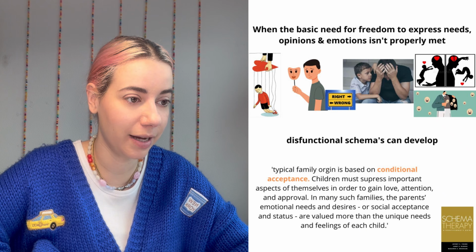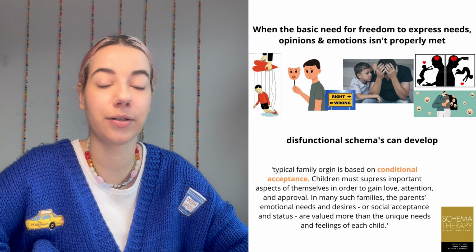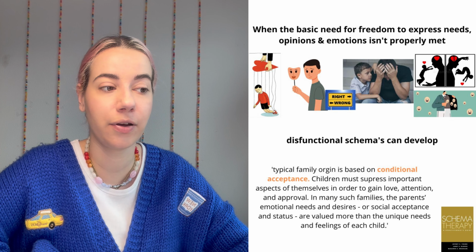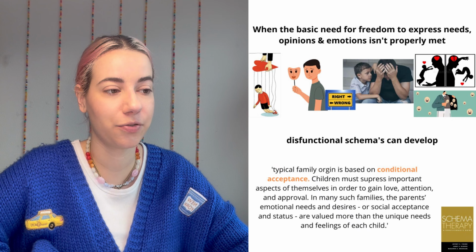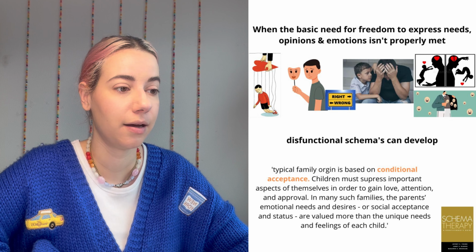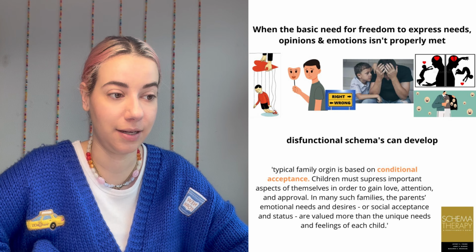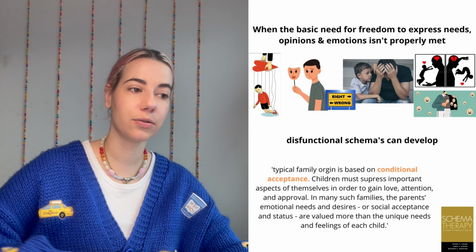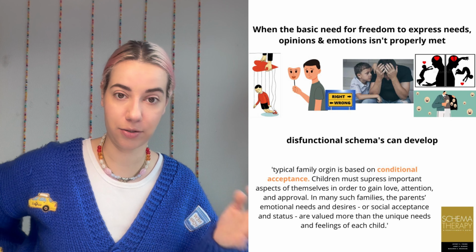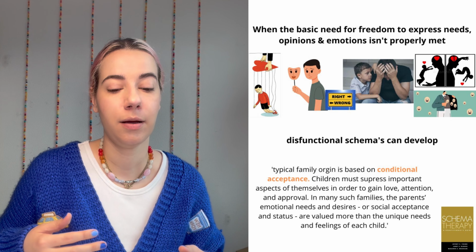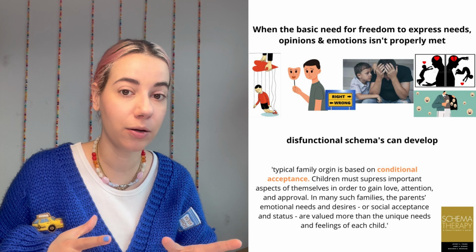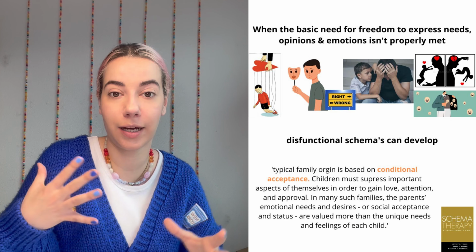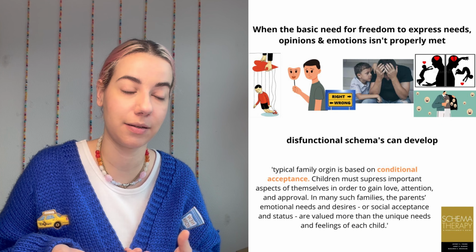I'm going to paraphrase that. So the typical family origin is based on conditional acceptance. Children must suppress important aspects of themselves in order to gain love, attention, and approval. In many such families, the parents' emotional needs and desires, or social acceptance and status, are valued more than the unique needs and feelings of each child. So this is also often about having a certain image from parents or status to the outside world, when parents really have this clear idea about what is right or wrong, and how a kid should be and should not be. And a kid really learns that they have to mold into that to feel loved and accepted.